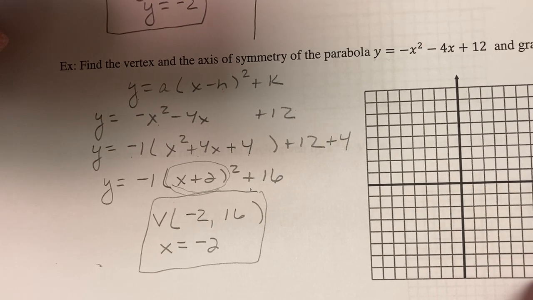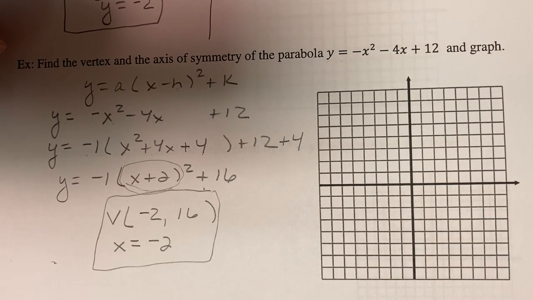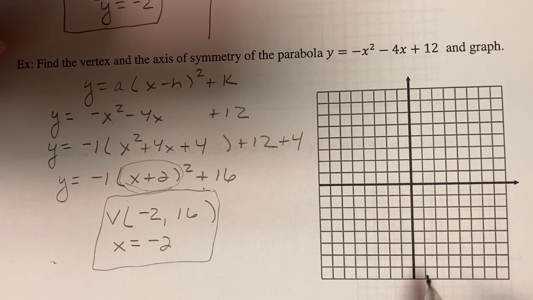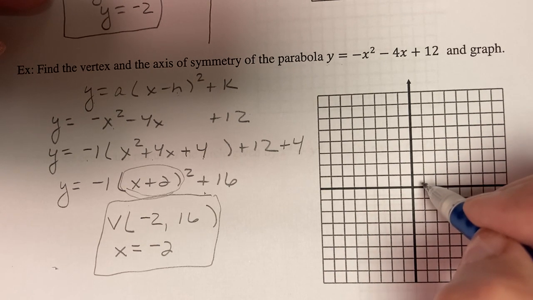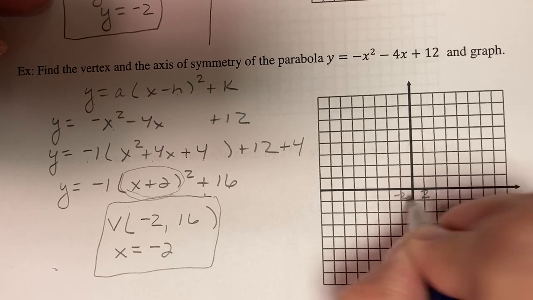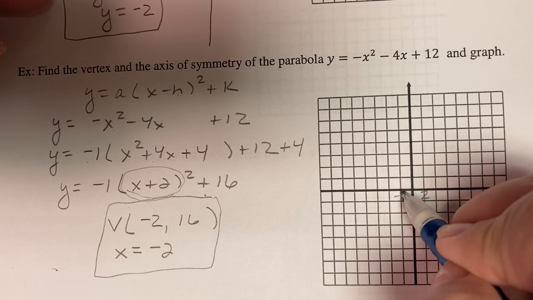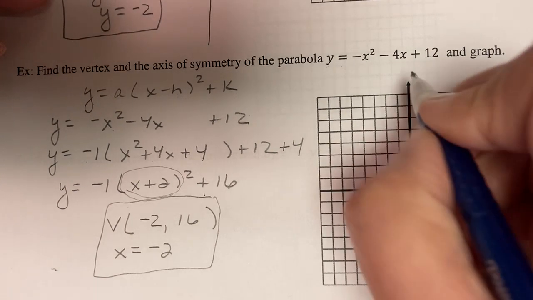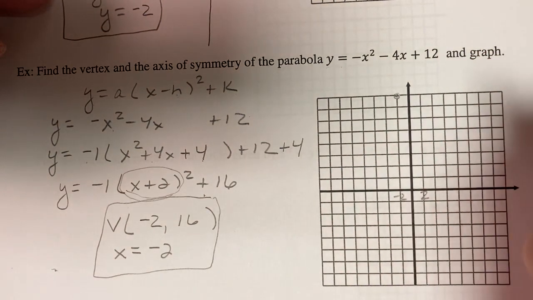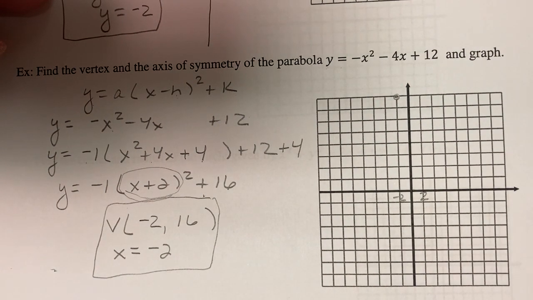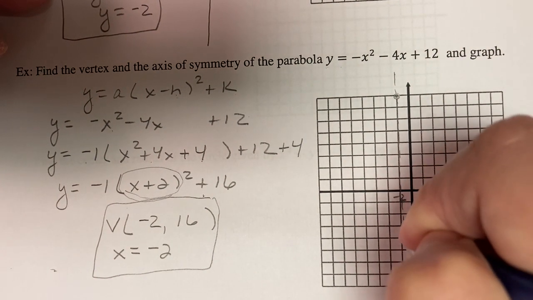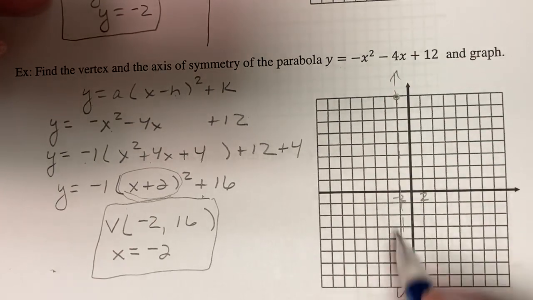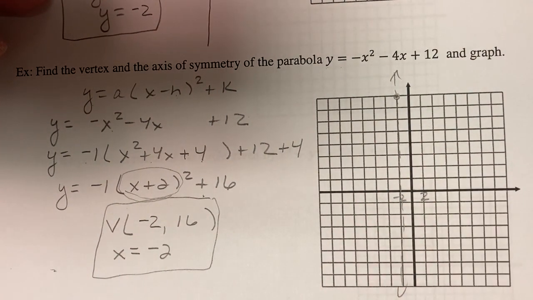All right, so here we go. Let's go ahead and graph what we have. So (-2, 16). Yikes, we're going to have to go by 2's here. So -2 would just be 1 to the left, and then 16 would be up 8. So we're going by 2's. So x equals -2 is that axis of symmetry. It's right down there. It goes down the middle of the parabola, and we know this parabola turns down.